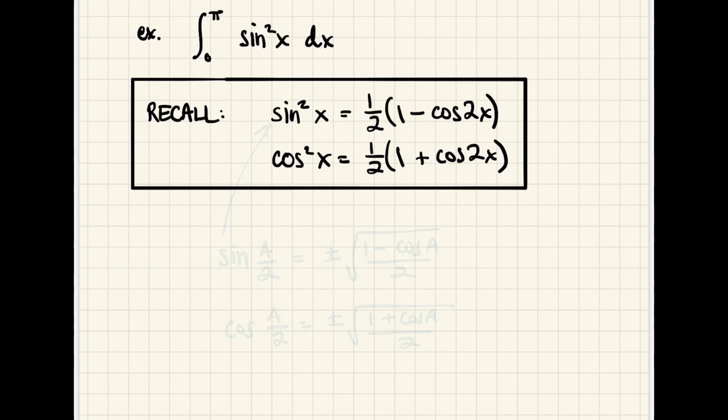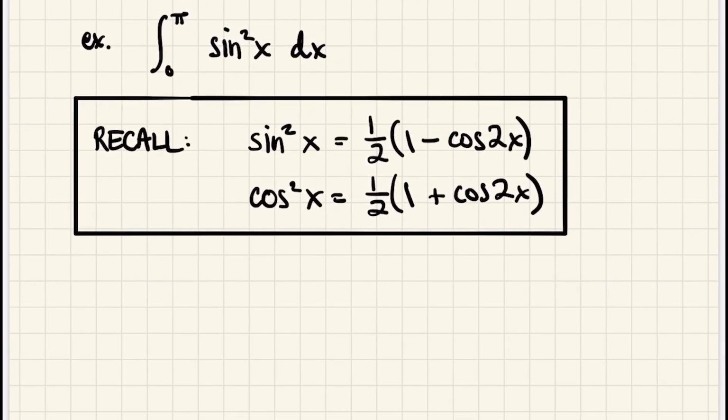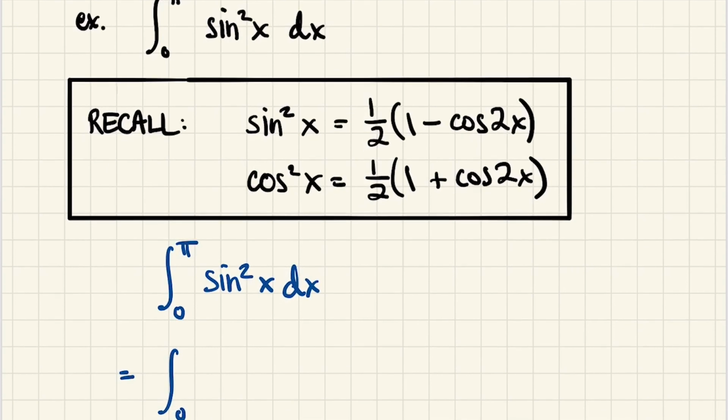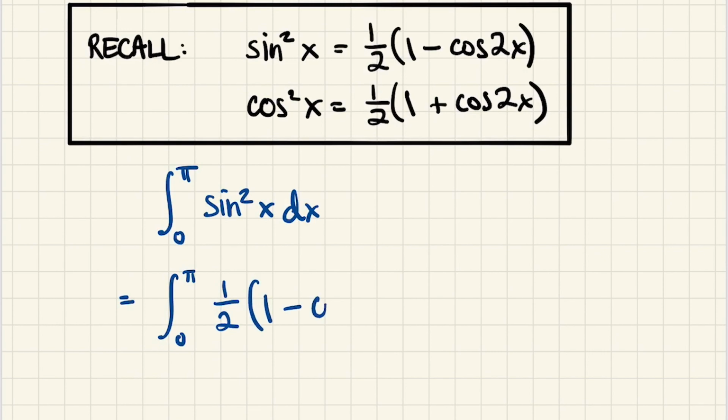In fact, it's because of where these come from that it's common for people just to refer to these identities as they are here as half-angle identities. So I might even do that a few times. Okay, so how's that going to help us actually solve this problem? Well, here's the original problem. Well, we can simply write this as the integral of 1/2 times 1 minus cosine of 2x dx.